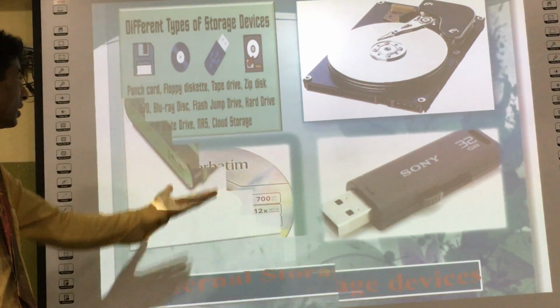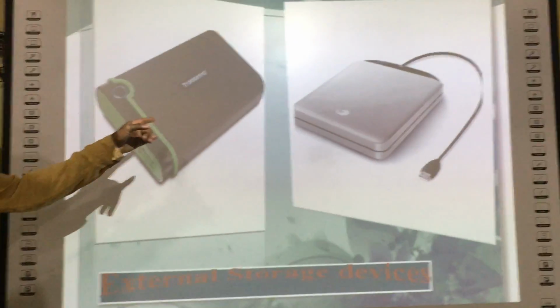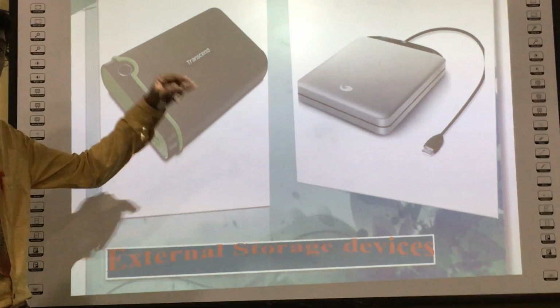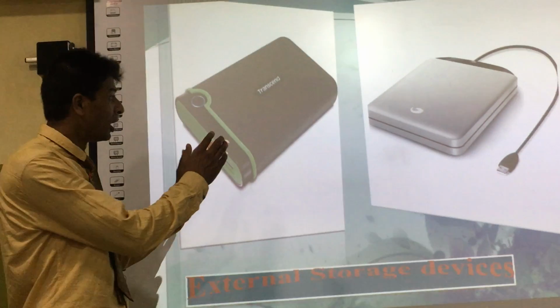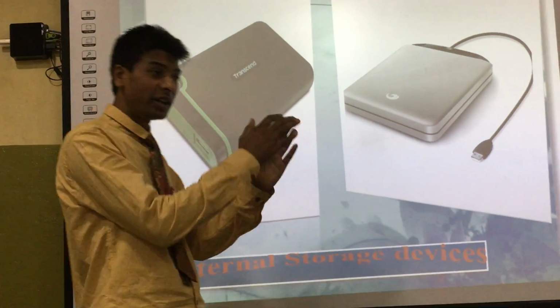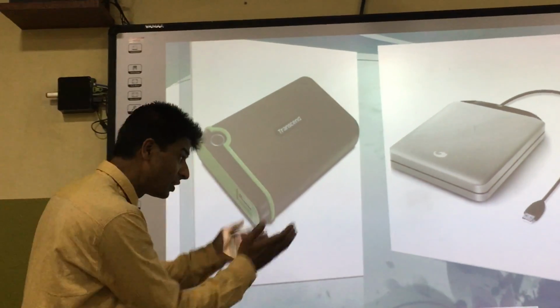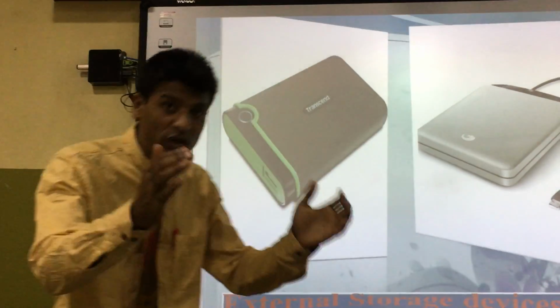There is a pen drive. Next. Now, this is another one. This is called an external storage device, meaning a portable device. We can transfer data from a laptop or desktop to this portable hard disk and carry it from one place to another. Such features are included in the fourth generation computer.